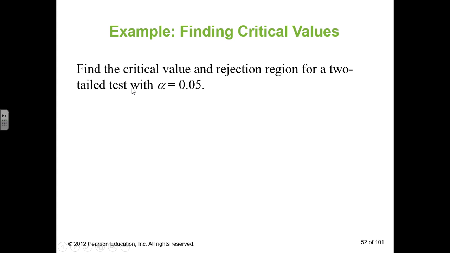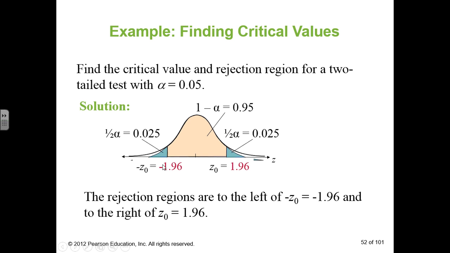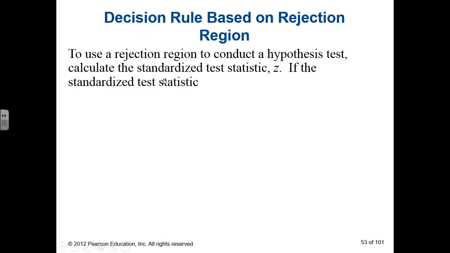Suppose we have a two-tailed test and a significance level of 0.05. Well, that means the 0.05 is split evenly into 0.025 and 0.025. So let's look up 0.025 in the body of the standard normal table. When we do that, we find that this corresponds to a z-value of negative 1.96. So our rejection region is to the left of negative 1.96 because it's a two-tailed test, and to the right of positive 1.96. Then our decision rule is based on where the calculated test statistic falls.